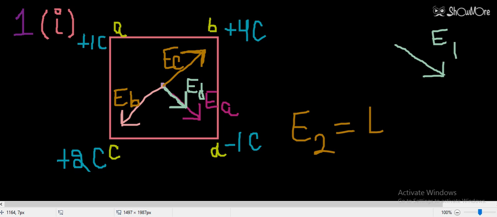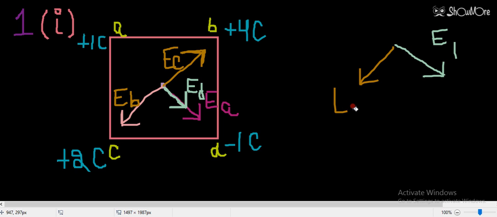You can note this step, and finally you can see EB is greater, so the final direction will be along EB. This will be the direction of E2. So E2 and E1 both will be equal. E1 we have also calculated, that has also the same magnitude, 4k by a square. E1 has the same magnitude, E2 has also the same magnitude.